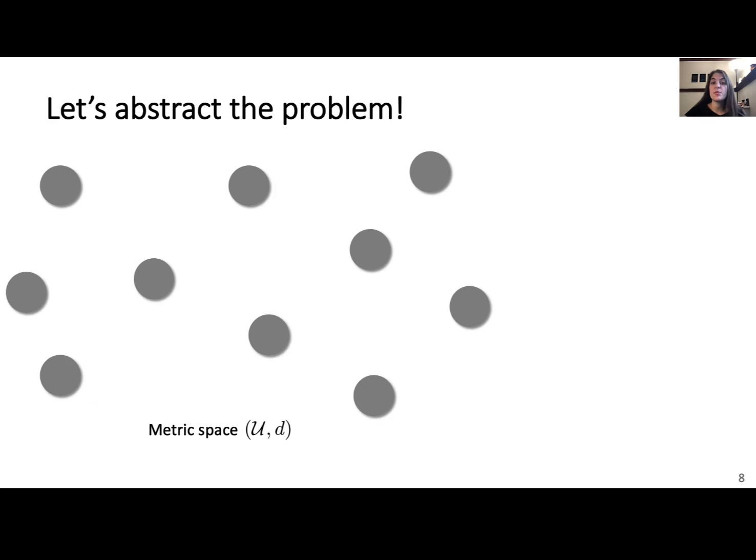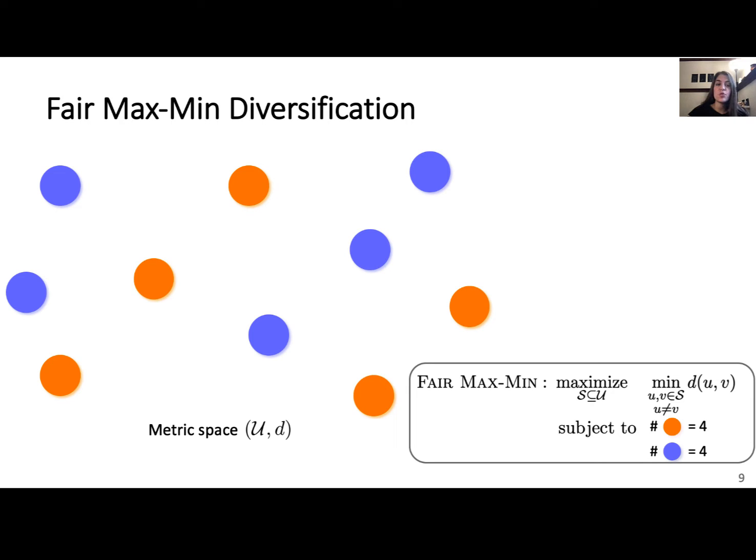Okay, let's now abstract the problem. I want us to think of different locations as points in some metric space U. When we do not care about representing different banks in the sample, we can think that all the points are gray. So let's now add colors to the points to model different banks. So here, different colors represent different banks. And now, in the Fermat's mean diversification problem, we want to select a set S of U with, say, 8 points using 4 orange and 4 blue points, such that the minimum distance across the points is maximized.